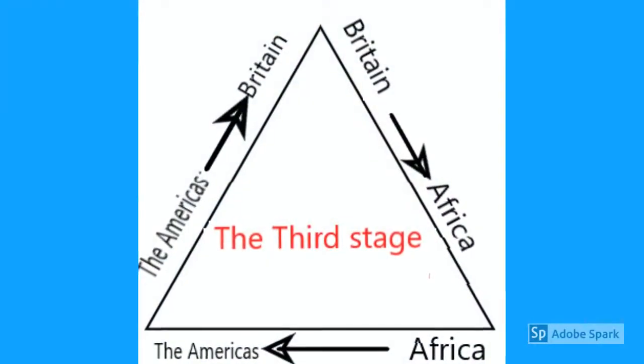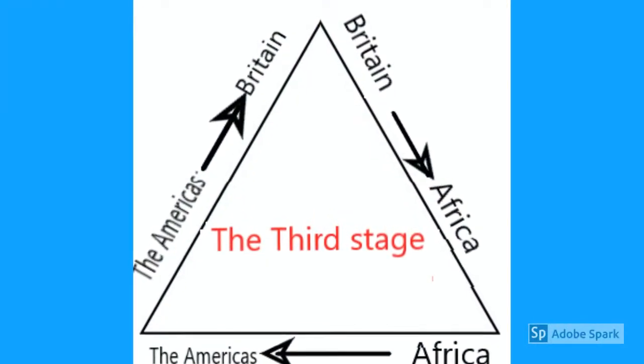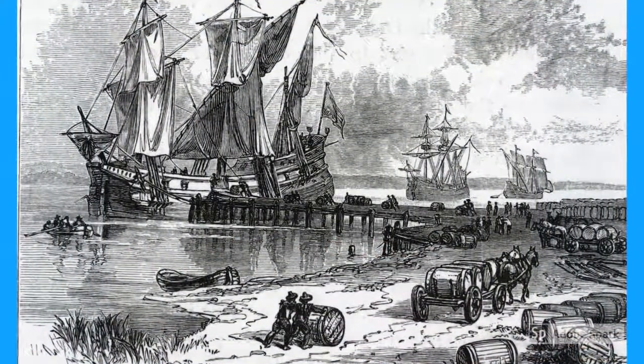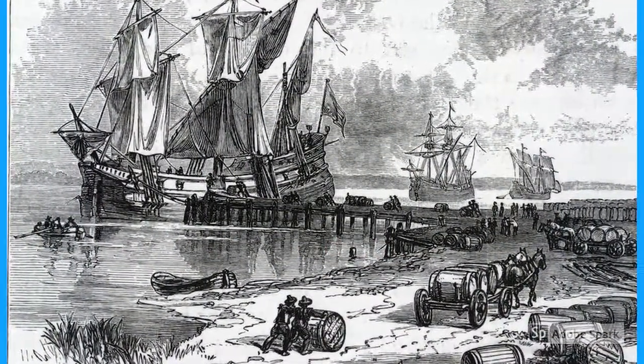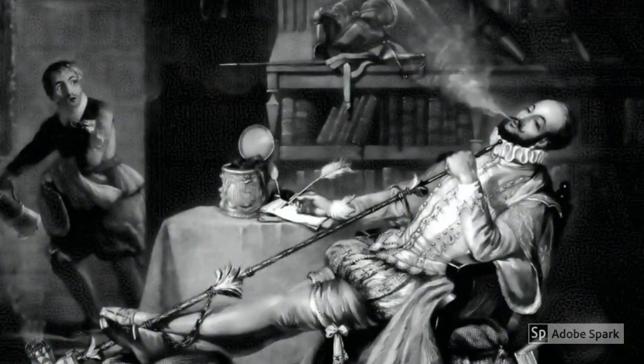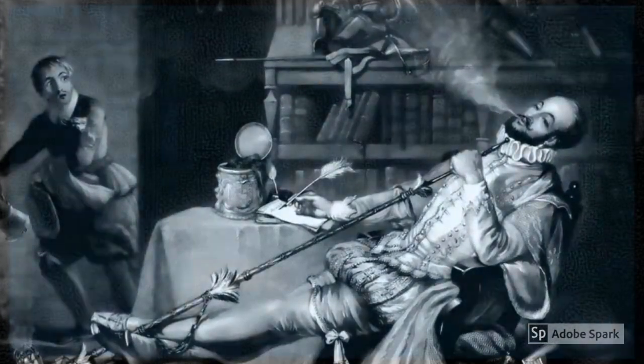This then led to the third stage of the journey. Ships would leave the Americas and travel back over to Britain, taking with them the goods which were produced on the plantations by the slaves. These goods would then be sold for money all over Britain.